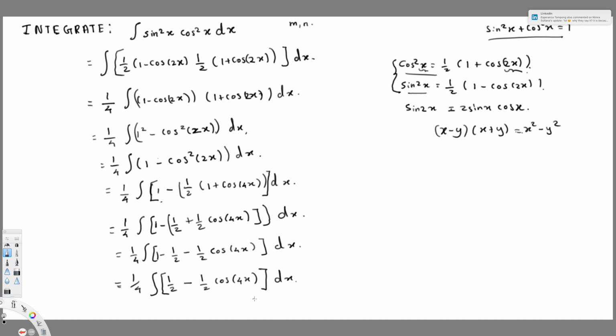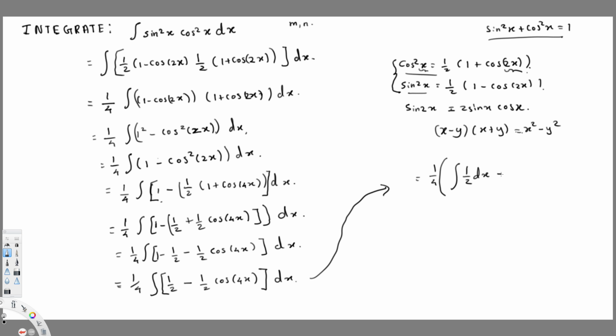dx. And now what I can do is simply separate this into two integrals. So this is going to be 1 over 4 bracket integral of half. I have to multiply both of these by dx. So if I multiply this one by dx, this is going to be half dx. This is easy to integrate.